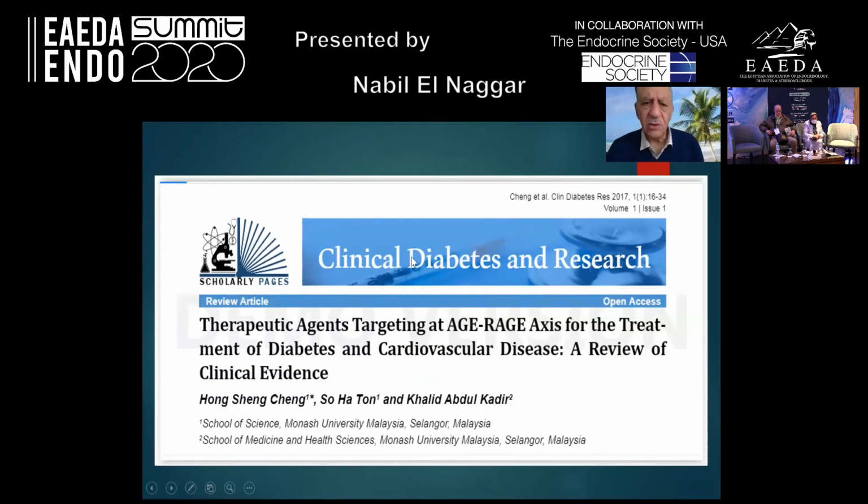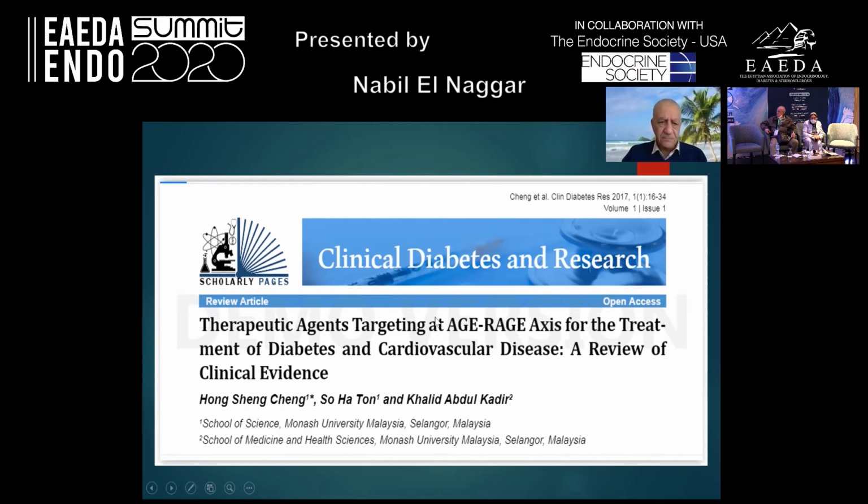However, there is also a lot of research that has been done and published in the literature, and in this paper published in Clinical Diabetes Research 2017, 3 years ago, the review of the literature shows that we still have therapeutic agents that can target the AGE-RAGE axis as an approach to treatment of diabetes and its complications. This was done at Mansoura University in collaboration with Monash University, Malaysia.